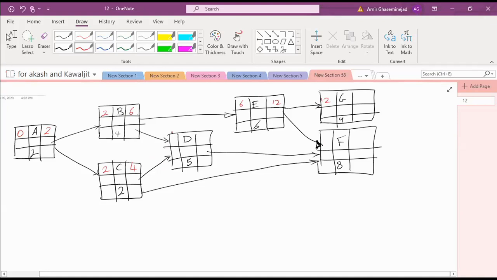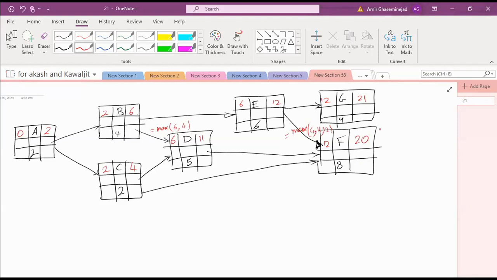And now here, for D would be the maximum of 6 and 4. For F would be the maximum of 4, 11, and 12, which is 12. Is everybody following us? 21, 20. What is the earliest completion time of the project? What is the earliest time that we can complete the whole project? Oh, 20 weeks.